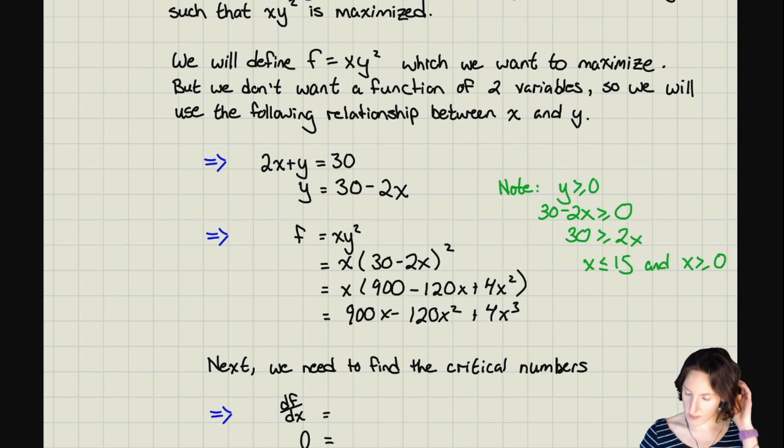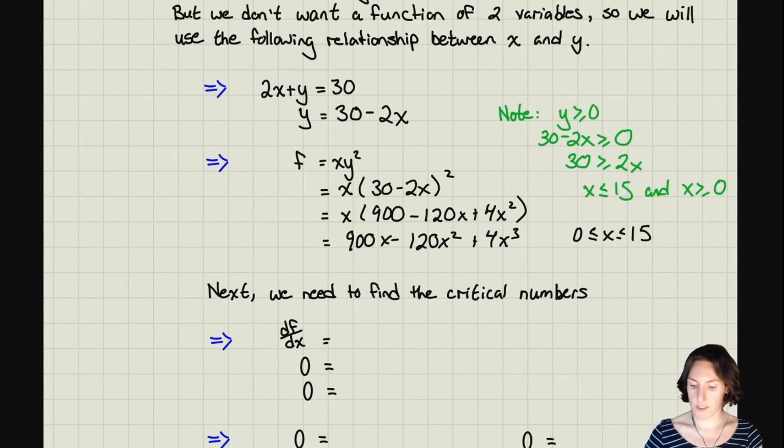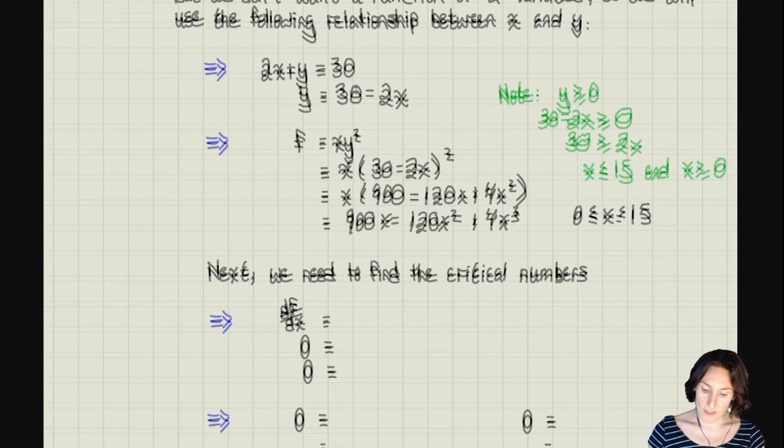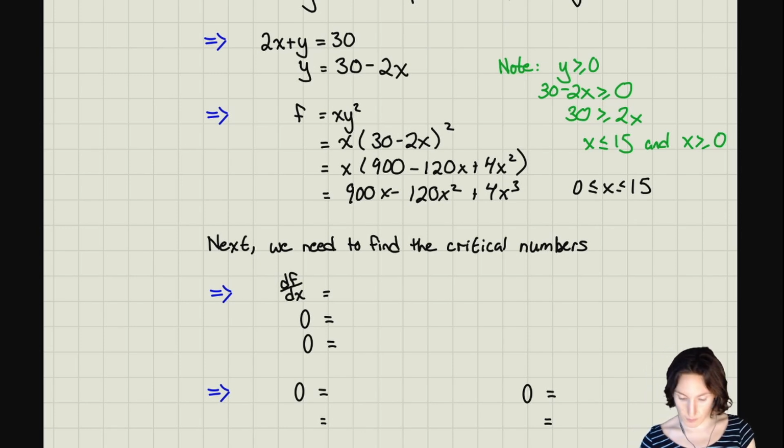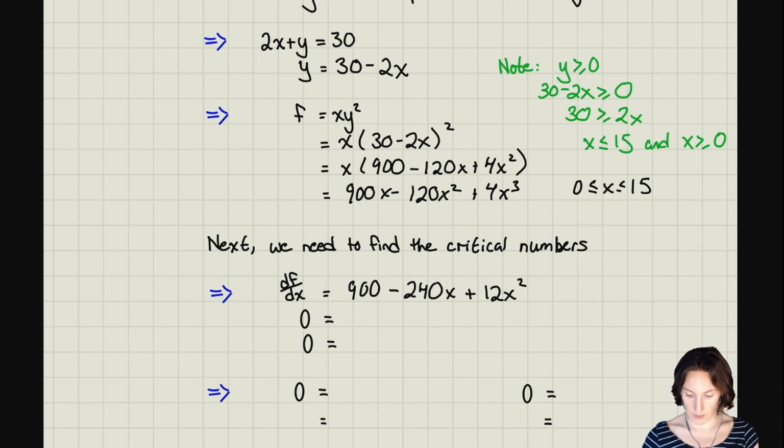And remembering the x's I'm considering are going to be between 0 and 15. In general, they have to be positive. It has to be less than 15, though, in order for y to also be positive. So now that we have a function that we want to maximize, we can find our critical numbers. So how do we do that? We find our derivative with respect to x. By power rule, I'll have 900, and then minus 120 times 2, which is 240x, and then 4 times 3 is 12, and then I'll have an x squared left over.